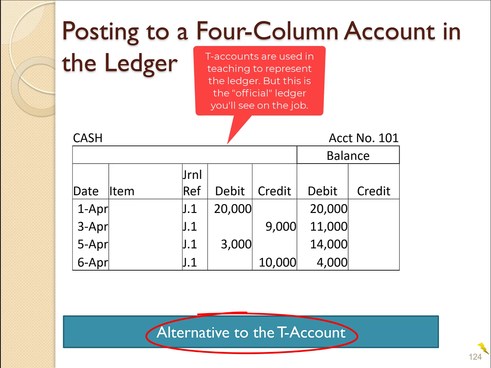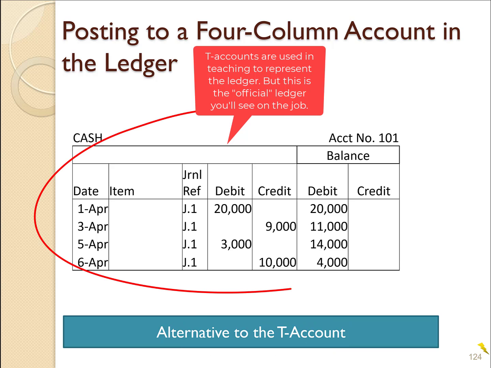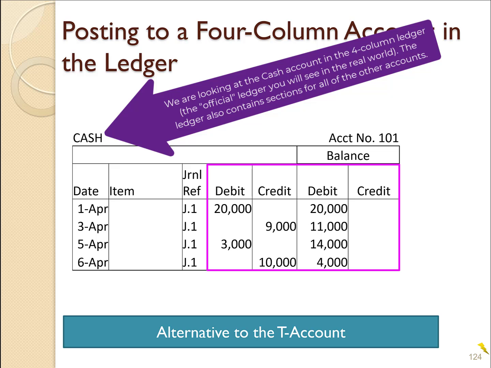The ledger accounts illustrated previously appeared as T accounts with a debit on the left and the credit on the right. The T account clearly separates debits from credits and is used for teaching where there is not much detail. The official ledger uses this 4-column account for each account within the ledger.